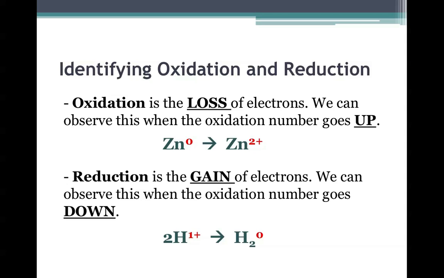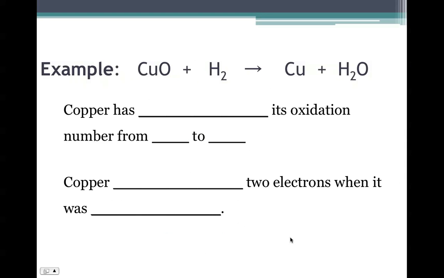Now, oxidation is the loss of electrons. We can observe this when the oxidation number goes up, meaning it becomes more positive as we take out negatively charged electrons. So for Zn, going from 0 to +2 is an example of a loss of electrons. Reduction is a gain of electrons. So going from +1 to 0 means we actually have added in negatively charged electrons, which is why we see the oxidation number going down.